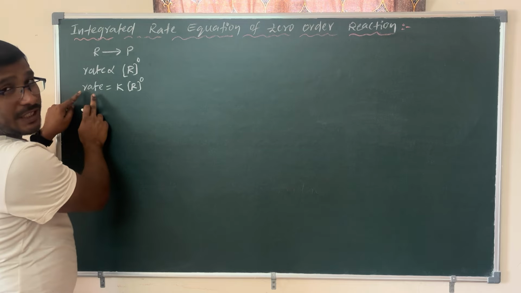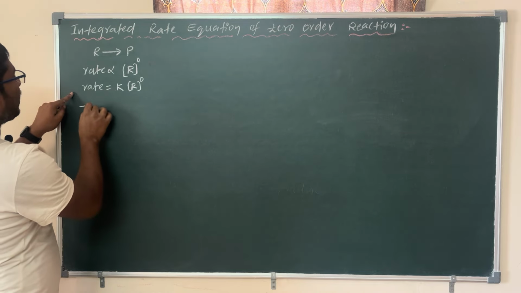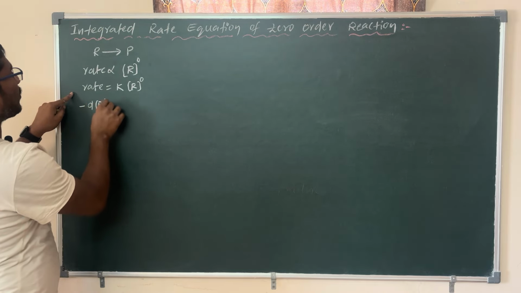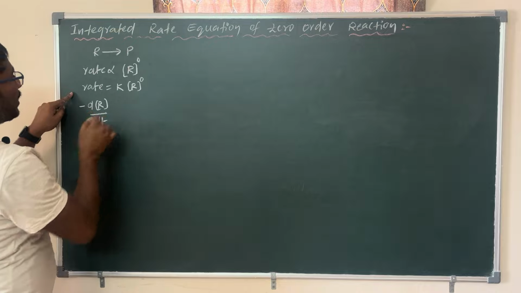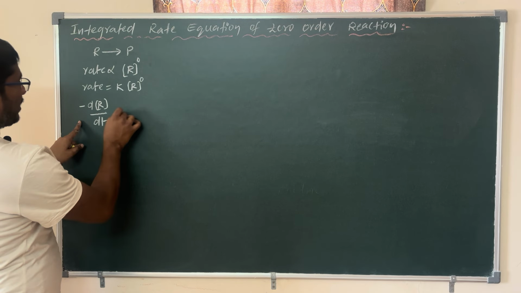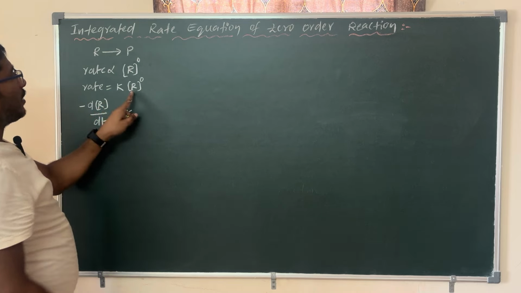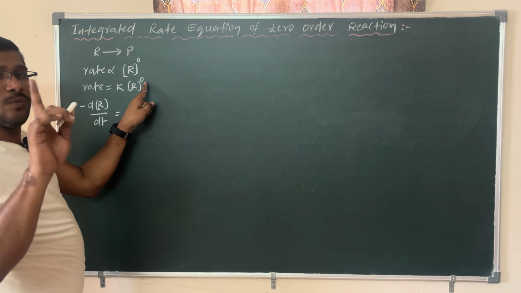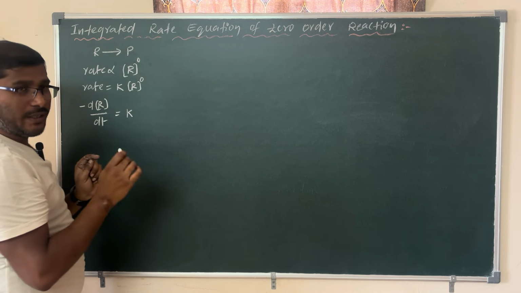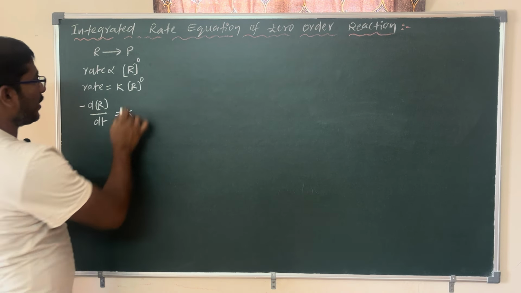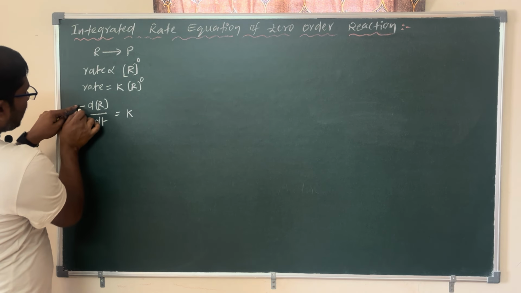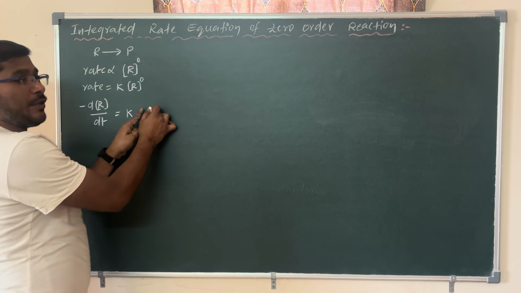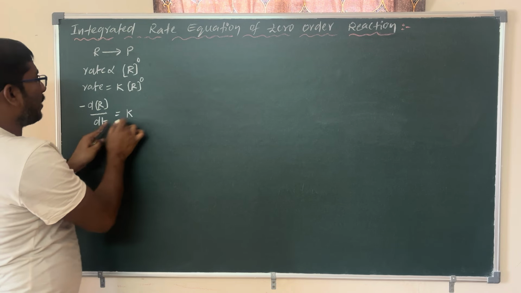How can you write the differential rate? Decrease in the concentration of reactants with a small change in time is equal to K into, any power 0 becomes 1, this total term becomes 1. See, this is the equation we are getting. Next, just simply minus dt I am going to send to this side.